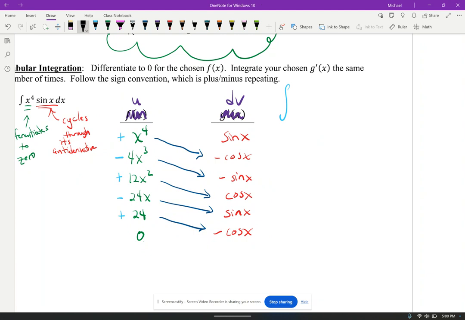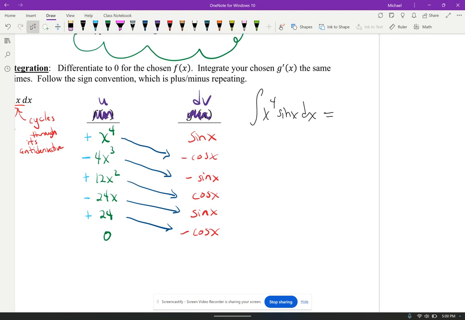This antiderivative that we were trying to take of x to the fourth sine x dx is equal to, we multiply across. So this would be positive x to the fourth times negative cosine x. So that's going to be negative x to the fourth cosine x. And then it's going to be negative 4x to the third times negative sine x. So that's going to be plus 4x to the third sine x.